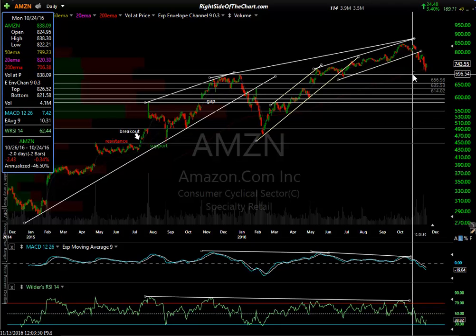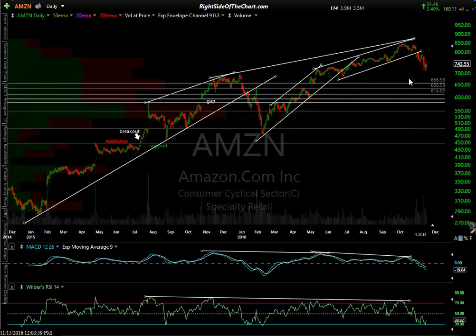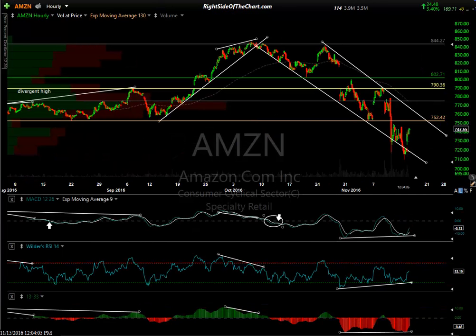I could update this chart, but give you a few more support levels. There's that 700-ish level right there, call it 696, 697. And it's got some work to do. These are old levels. I haven't cleaned this chart up, but either way, I see more downside on that one.